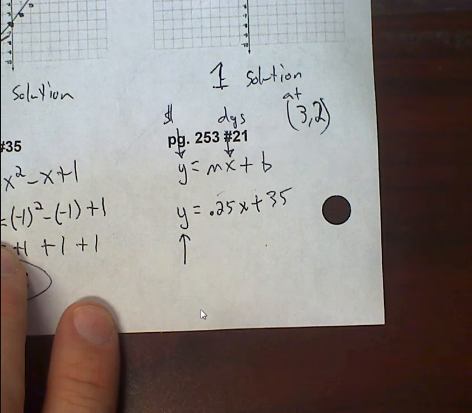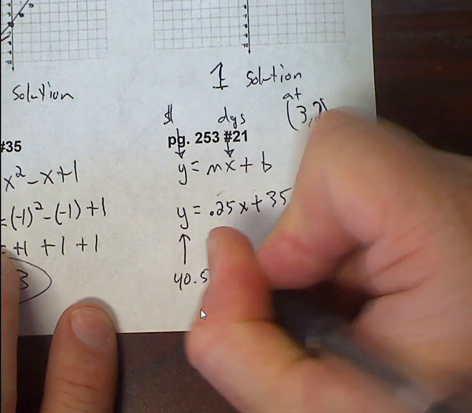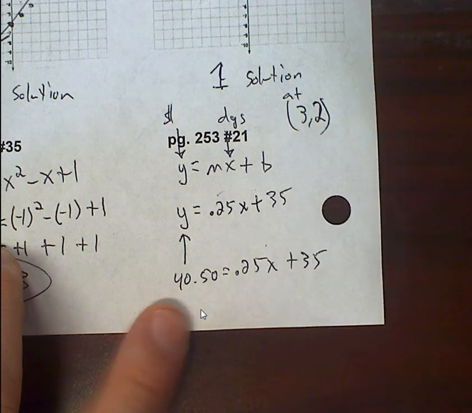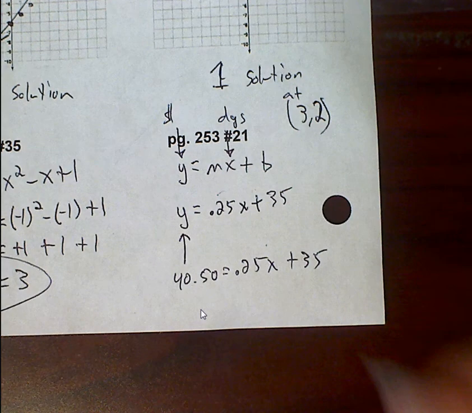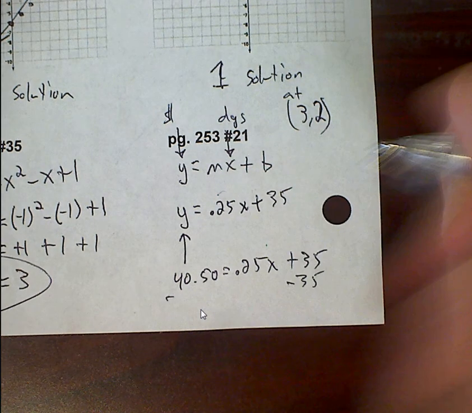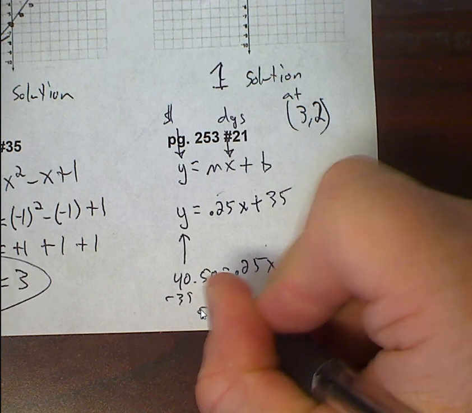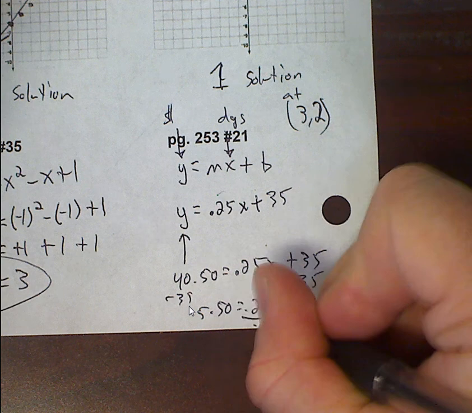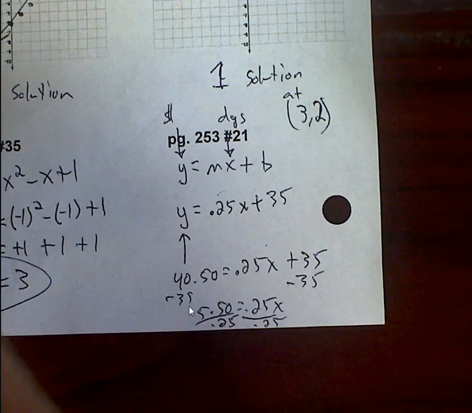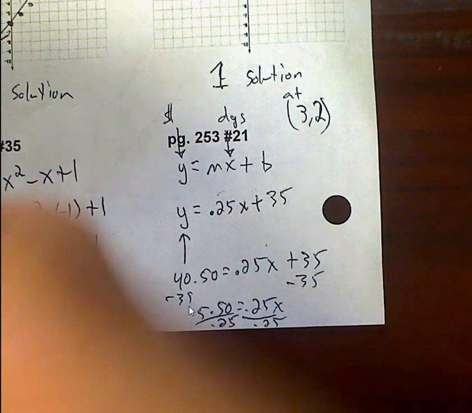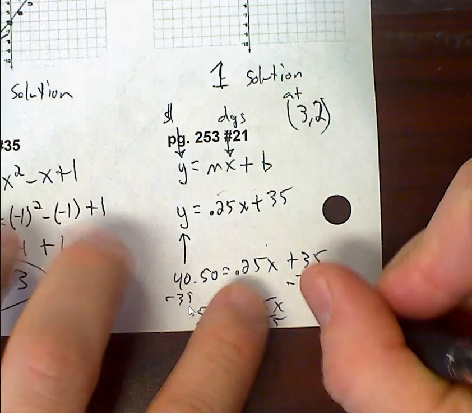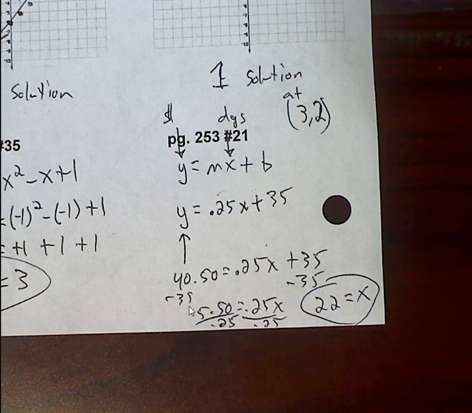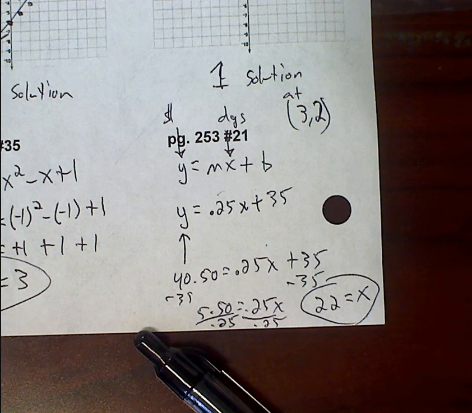Now it says she spent $40.50. This represents how much money I spent. So if she spent $40.50, I have to find out x, how many days it will take her. To solve for x, I subtract 35. That gives me $5.50 equals 25 cents per day. Divide by 0.25, so 550 divided by 0.25 gives me 22. So how many days is it going to take her to spend that money? 22 days. And we are done.